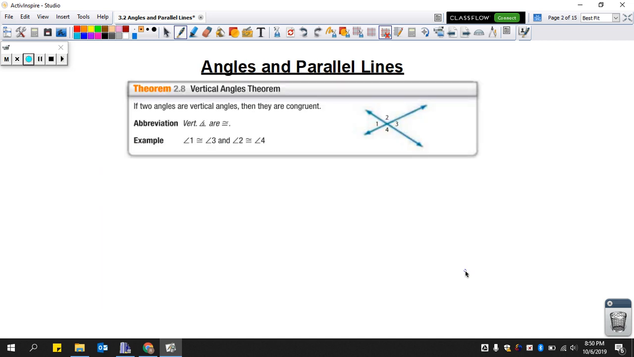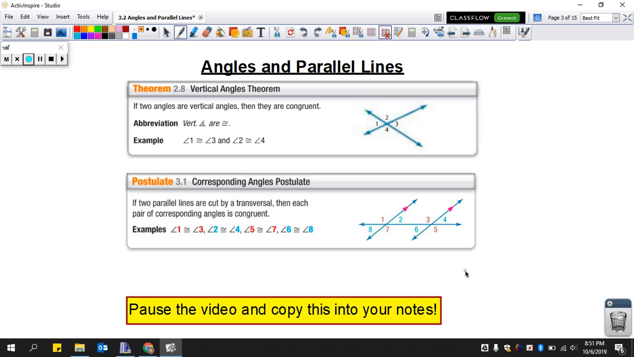All right, so the first theorem that we're actually going to look at is the vertical angles theorem. This is also going back to previous lessons, but because we're going to be using vertical angles in this lesson, I wanted to have you guys write down the vertical angles theorem. The vertical angles theorem says that if 2 angles are vertical angles, then they're congruent.